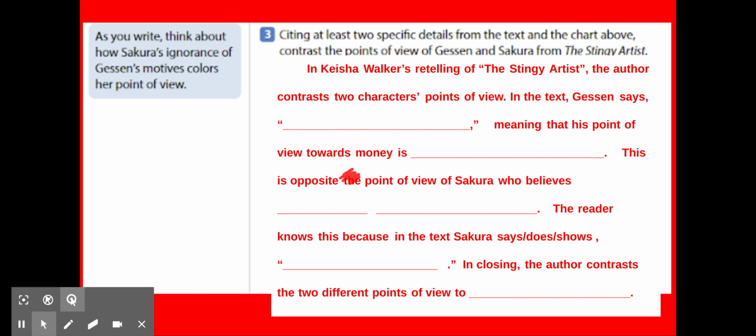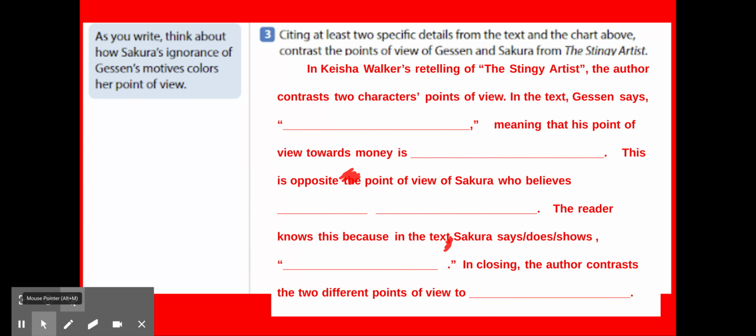Okay, so this is a good place to put those notes in that we just took about each person's point of view, right? So then we've got, the reader knows this because in the text, and there we go, Miss Murray's got more typos. The reader knows this because in the text, Sakura says, there we go. In closing, and then you've got to put in what does she say? What does she do or say that makes you think a certain way?